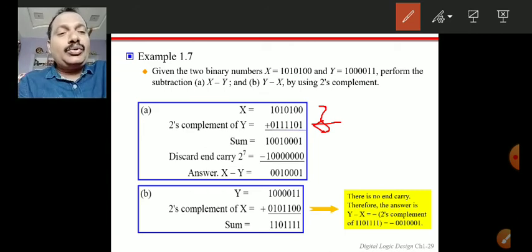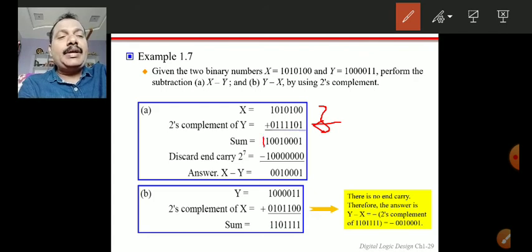Finally, what you have to remember is, here the last bit is the carry bit generated. This is the carry bit generated. So this carry bit you just neglect it.